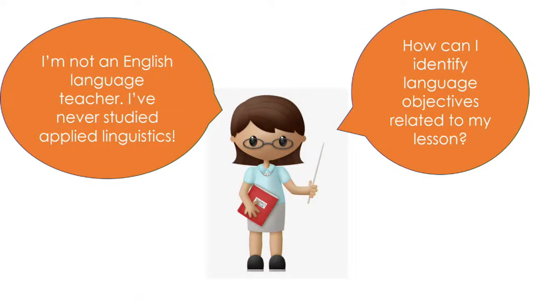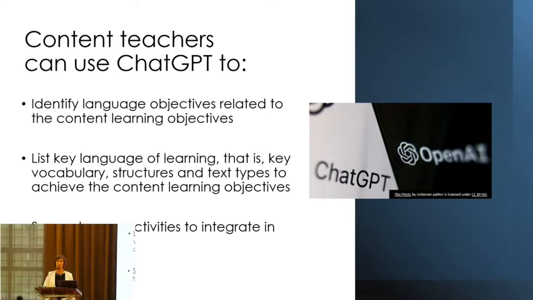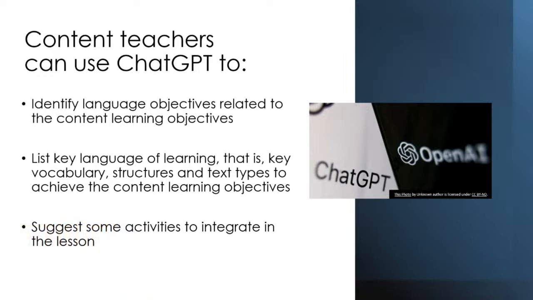Because most of you are thinking, I'm not an English teacher, I've never studied applied linguistics, how can I identify objectives related to my lesson? So let me give you some examples. I was working with the Taiwanese teachers I told you about, and we decided to ask our new friend, ChatGPT. Our old friend is Dr. Google, and our new friend is ChatGPT to help us. And we found that ChatGPT can help teachers to identify language objectives that are directly related to your content.